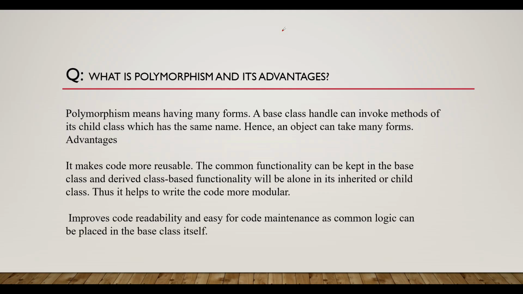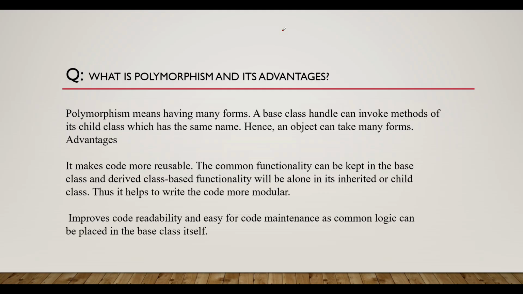Polymorphism, such a hard word. Polymorphism means having many forms. Whenever you have a base class and you want to invoke or override your base class with your child class, you can do it using polymorphism. It makes your code more reusable, and the common functionality can be kept in the base class, while derived class functionality will be alone in its inherited or child class. Thus it helps to write the code more modular.